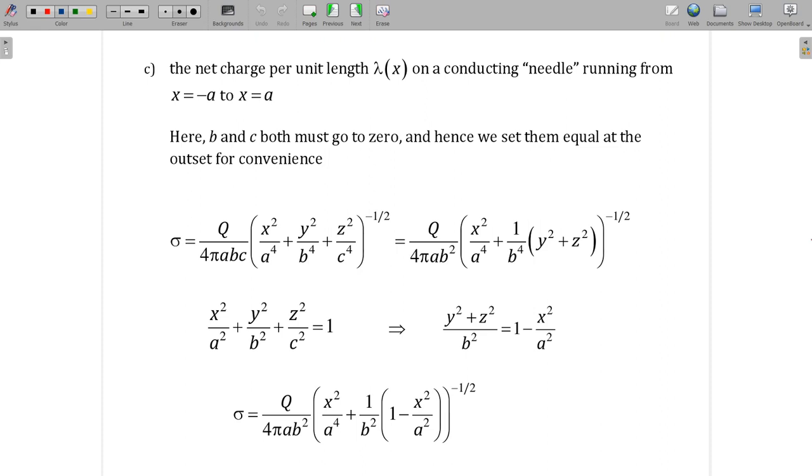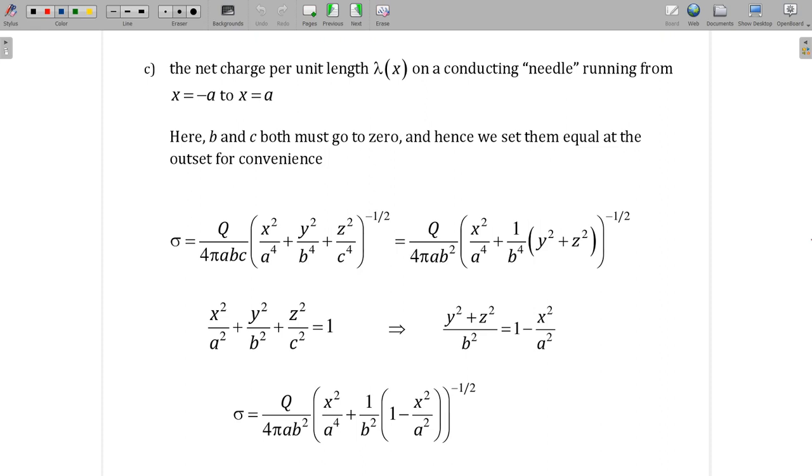So now two of the parameters have to go to 0. Because our needle spans from x equal to minus a to x equal to plus a, the needle still has an x dimension, but it does not have the y and z dimensions anymore. So the parameters b and c must go to 0 now. That is the transformation that we have to make.